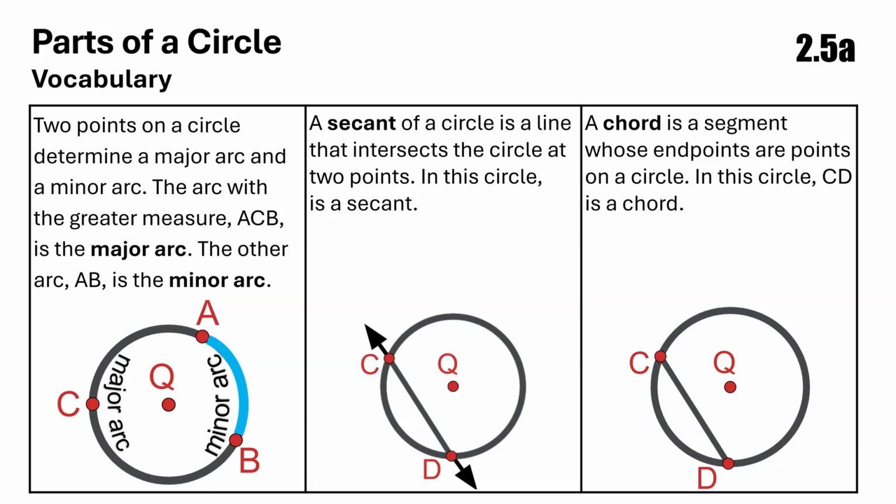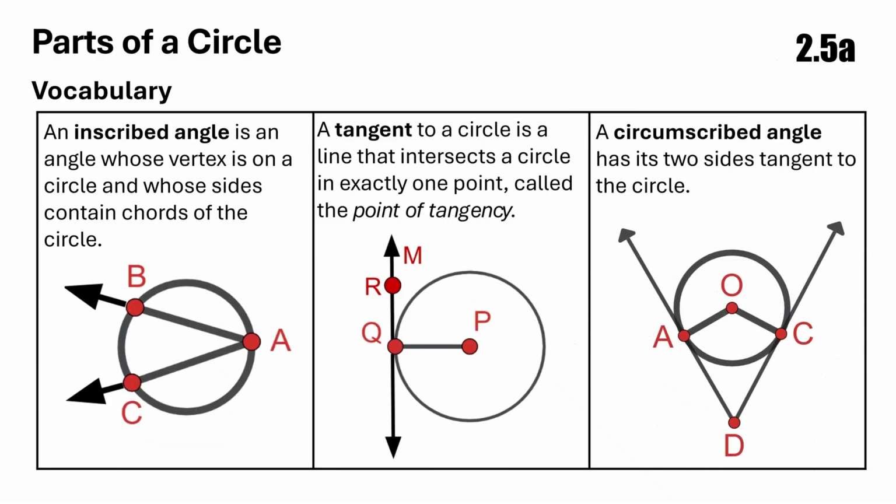A secant of a circle is a line that intersects the circle at 2 points. In this circle is a secant. A chord is a segment whose endpoints are points on a circle. In this circle, CD is a chord. An inscribed angle is an angle whose vertex is on a circle and whose sides contain chords of the circle. A tangent to a circle is a line that intersects a circle in exactly 1 point, called the point of tangency. A circumscribed angle has its 2 sides tangent to the circle.